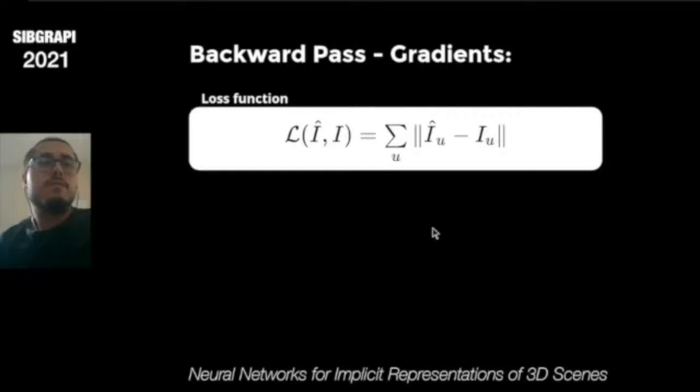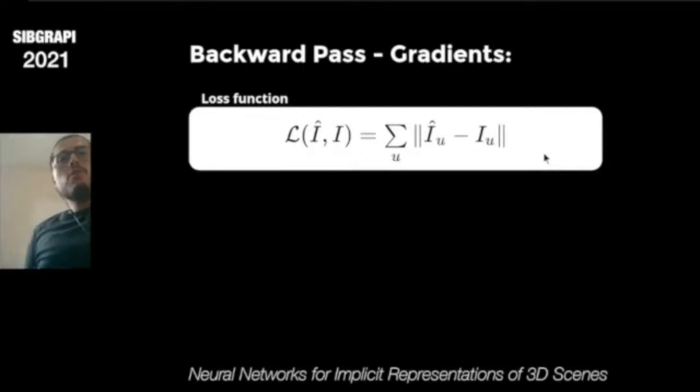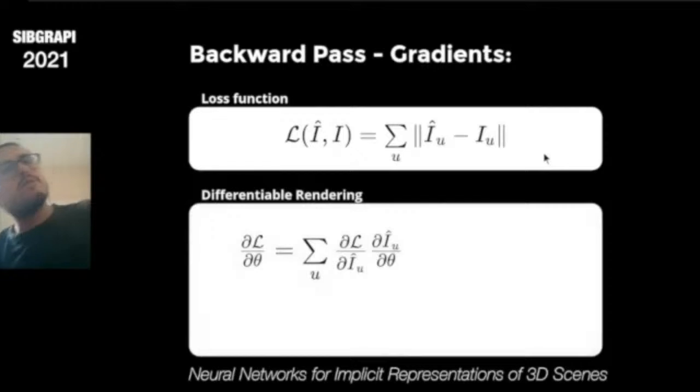A very simple loss is just the displacement from the pixels themselves, from the color of the pixels. So this I hat is your predicted image on the pixel U, and then you just do an L1 distance between these two, so you just want to know how close each pixel is. And then we want to differentiate this, and how are we going to do this?